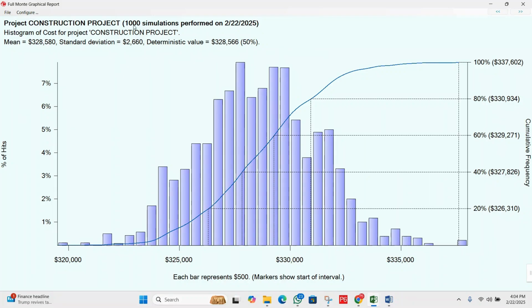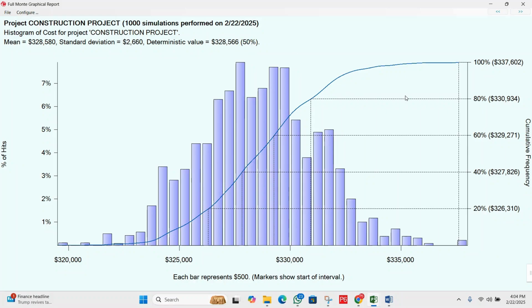On the top you can see the project name, then it performed simulations for 1000. By the way, we can increase the simulation numbers. Next we have the date. The mean expected cost is $328,580. Next, we have a standard deviation of 2660, which indicates variability in the cost estimation. And then the deterministic value, 328566, that is the 50% probability of being met.